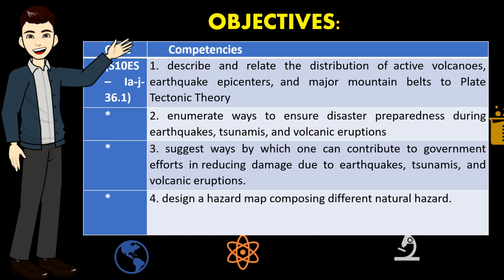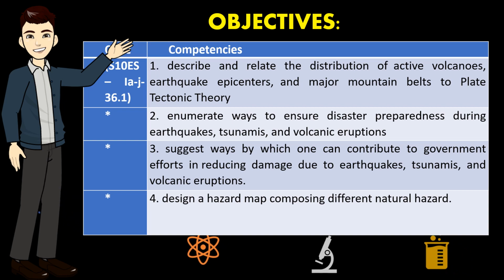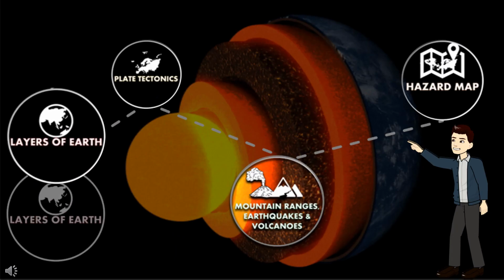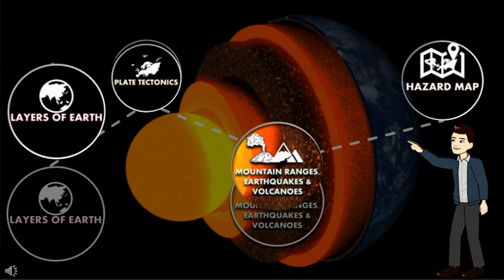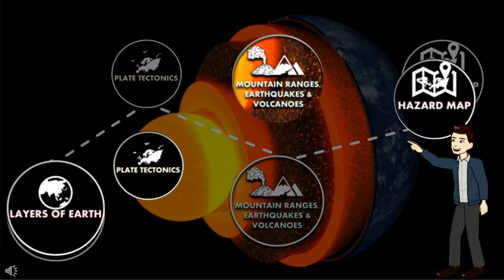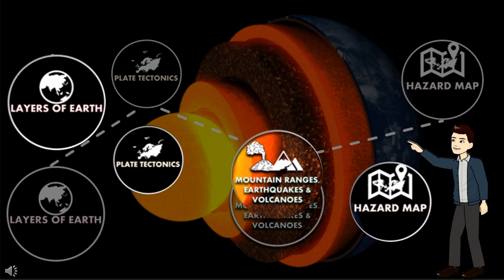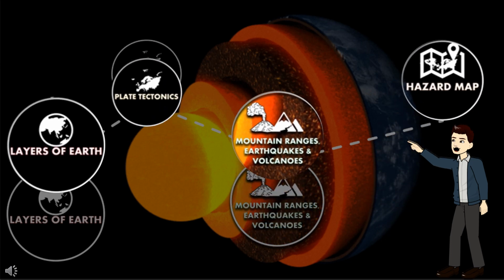Now that you know what to expect, let us move to our lesson proper to firm up our knowledge. We will be discussing 4 sections of topics here: a brief review and discussion of layers of Earth, a brief introduction of plate tectonics, mountain ranges, volcanoes and earthquakes, as well as how to use a hazard map. Let's get started. Layers of Earth.